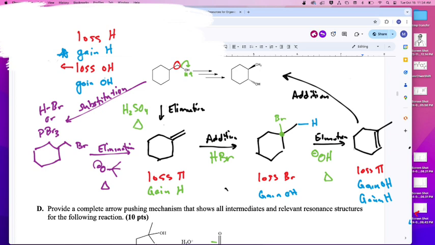NaBH4 is a phenomenal reagent to add H minus as a nucleophile to polar pi bonds. Is this a polar pi bond? No. So, not relevant.